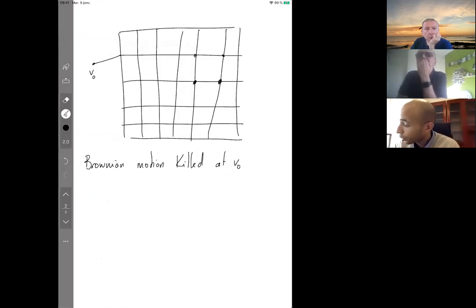So locally, it's just a Brownian motion on the edge. So it's like a one-dimensional Brownian motion.